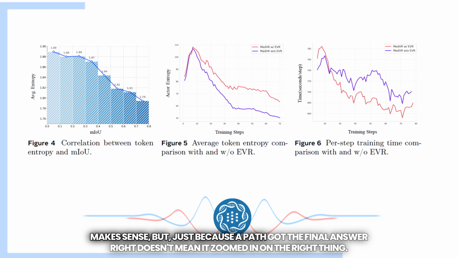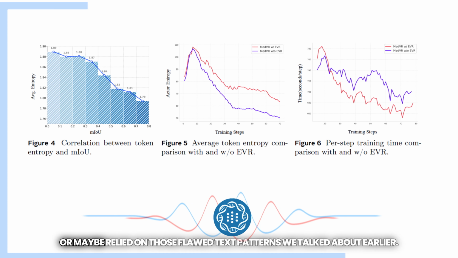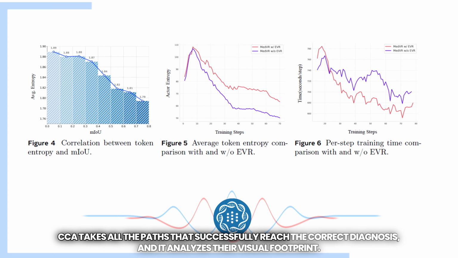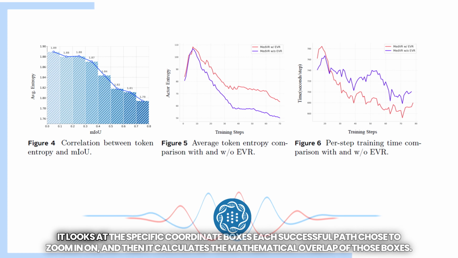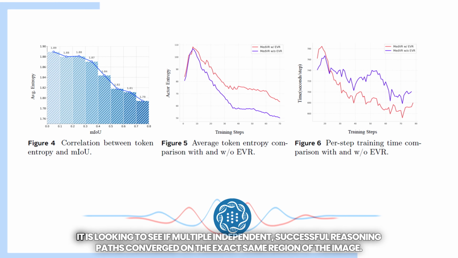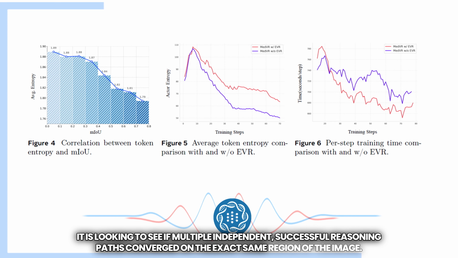But just because a path got the final answer right doesn't mean it zoomed in on the right thing. Very true. It could have just gotten lucky, or maybe relied on those flawed text patterns we talked about earlier. Which is why the next step of CCA is so critical. CCA takes all the paths that successfully reach the correct diagnosis, and it analyzes their visual footprint. And visual footprints. Yeah, it looks at the specific coordinate boxes each successful path chose to zoom in on. And then it calculates the mathematical overlap of those boxes. Looking for a pattern. Right. It is looking to see if multiple independent successful reasoning paths converged on the exact same region of the image.